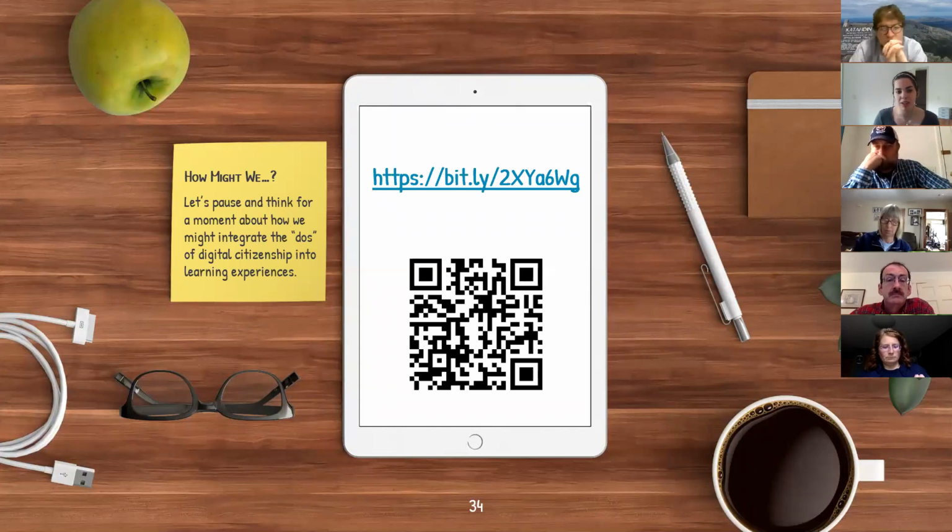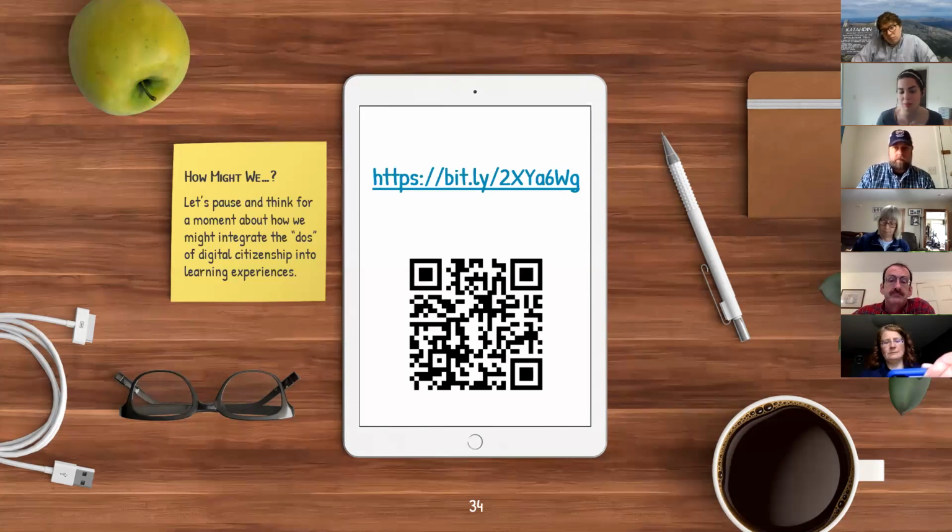I'm hoping you could pick one of these, or multiple if you're feeling ambitious, but hopefully at least one, and think about an activity that you're either doing with your learners or have done, or something you'd like to do with them, that would fall into one of these categories of a do of digital citizenship. It could be something you need to translate slightly because you've done it in person in the past and you'd like to do it remotely now. The possibilities are endless. I'm not going to put too many constraints on it, but I'll pull up the Padlet and pause for a couple of minutes here, and we'll try to do some brainstorming on how we might integrate these do's of digital citizenship.